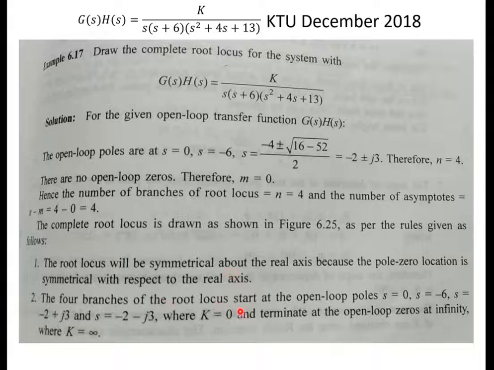And the 4 branches of the root locus start at the open loop poles at s is equal to 0, s is equal to minus 6, s is equal to minus 2 plus j3, and s is equal to minus 2 minus j3, where k is equal to 0, and terminate at the open loop zeros at infinity. As here in this example there are no zeros, all the root locus branches will terminate at infinity. That is, there will be 4 asymptotes, when k is equal to infinity.